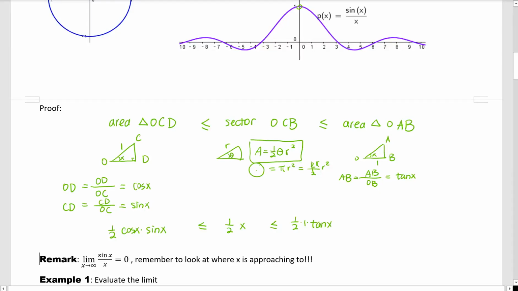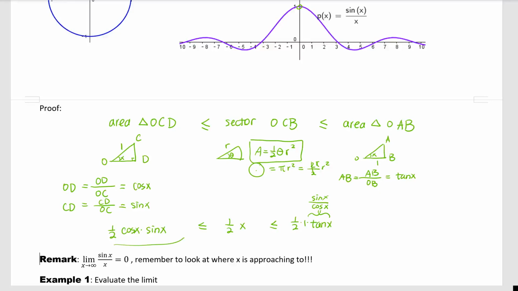So far, so good, everybody. But what is tangent x? Tangent x is actually sine x over cosine x, right? You can see this inequality, all of the terms have 1/2. We can multiply by 2 on each of the terms. It won't change the inequality.